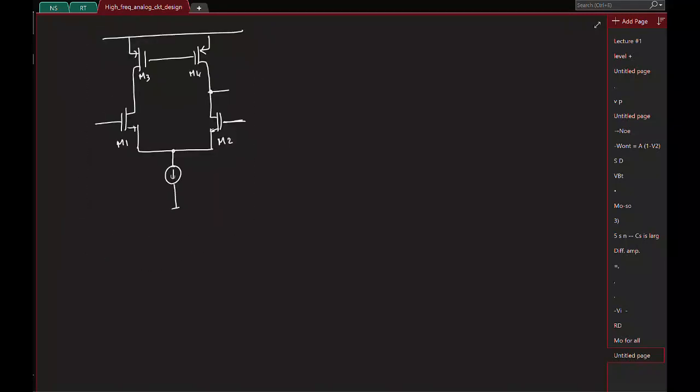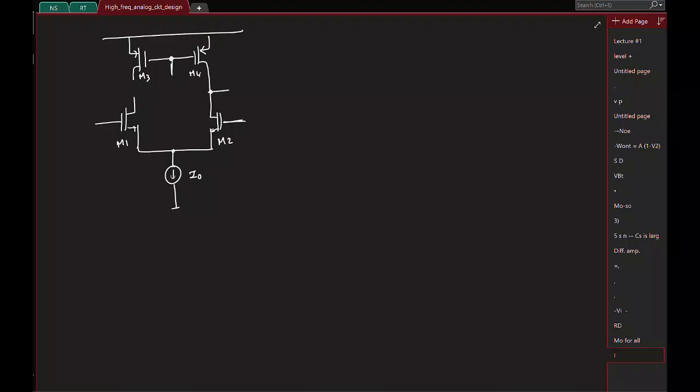So here I will have to generate this gate voltage, and remember if I call the current I0, what is the current flowing through the transistor M3? It's I0 by 2, right? Operating point current is I0 by 2. So all I need to do is generate a gate voltage for this transistor so that it carries an operating point current of I0 by 2, right?